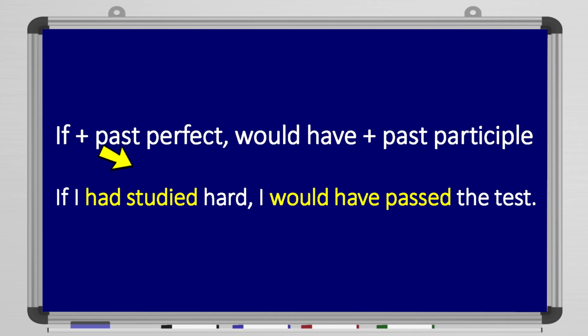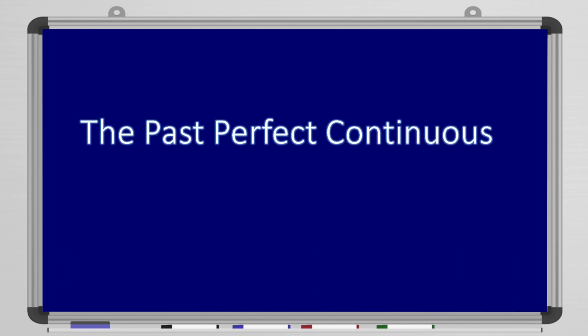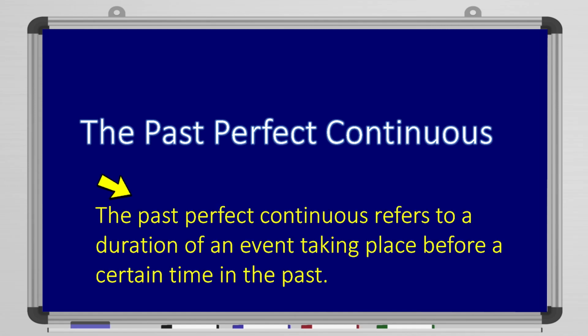Very, very easy. And now it's time to look at another section of the past perfect. The past perfect continuous. What is it? It's basically when you refer to the duration of an event taking place before a certain time in the past. Look at it on the screen. The past perfect continuous refers to a duration of an event taking place before a certain time in the past.